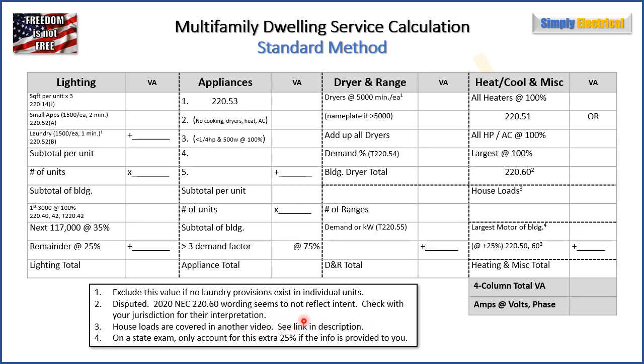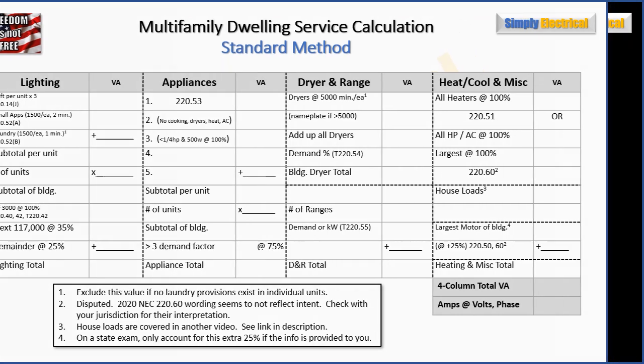And then number 4 is the largest motor, and on a state exam, you're only going to account for this extra 25% if they provide you the info. They're going to tell you what the largest motor is and what that value is, and then you'll have to take an extra 25% of it. But they don't expect you to go trying to guess what the largest motor is in the example they're using. So don't worry about that. If they don't give you the info, then you don't add it in your calculation. So that's just something good to know for a test.